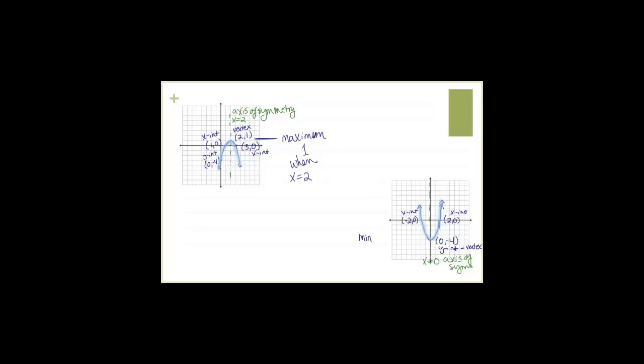Its minimum value, minimum, what's the lowest it gets to? The lowest it gets to is negative 4. When does that happen? That happens when x equals 0. Let's do an easy one.